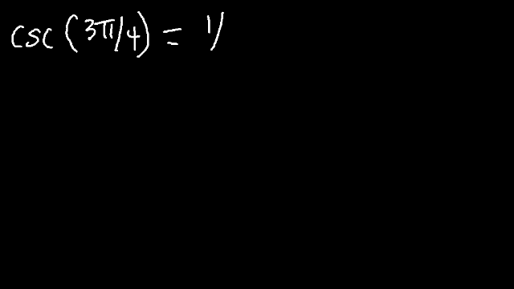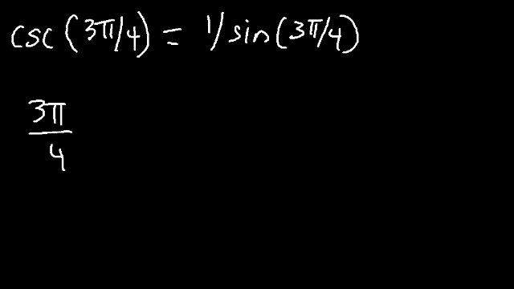Now let's say we're looking for cosecant 3 pi over 4. What is the value of cosecant 3 pi over 4? So cosecant is 1 over sine. And let's find out what 3 pi over 4 is in degrees. So let's multiply it by 180 over pi. So the pi's cancel. 180 divided by 4.